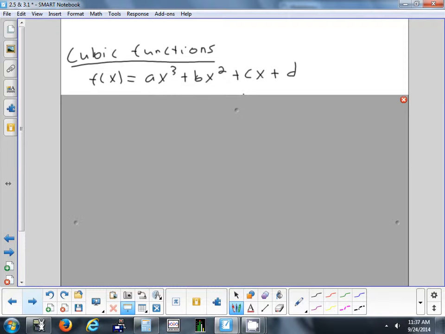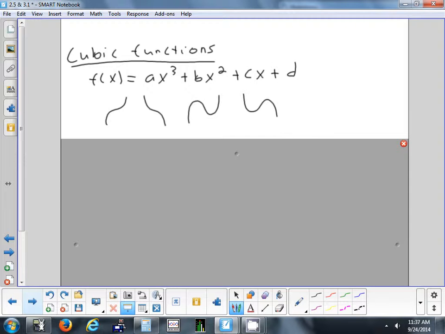Okay, so a cubic function has that form. It's generally what cubic functions look like. In fact, this is pretty much what odd degree polynomials look like in general. One end goes up forever, one end goes down forever, and there's some turns in the middle. How many turns are there? One less than the highest exponent.